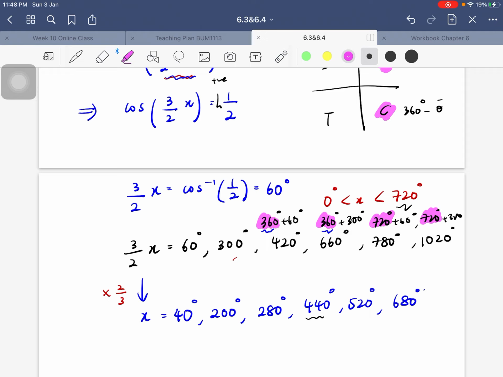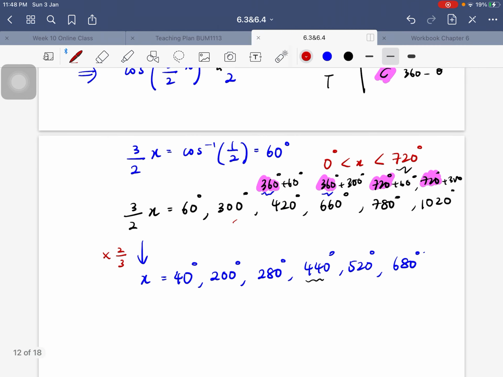The answer is no, because if we were to proceed, we're going to have 360 multiplied by 3, which is 1080, plus our first angle, 60 degrees. That is going to be 1140. And when I multiply this by 2 and divide by 3, I get a value of 760 degrees, which has already exceeded 720. So therefore we don't have to proceed anymore. This is where we are going to stop.